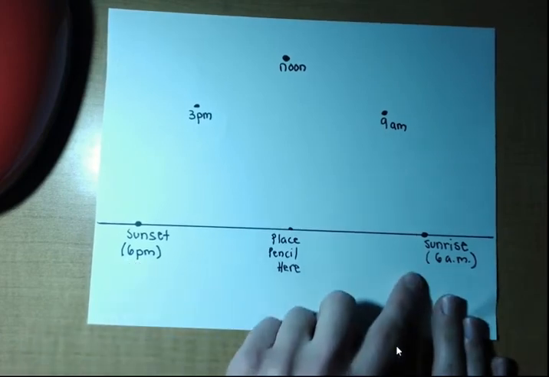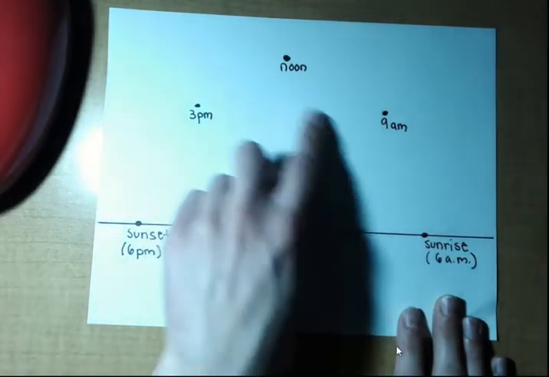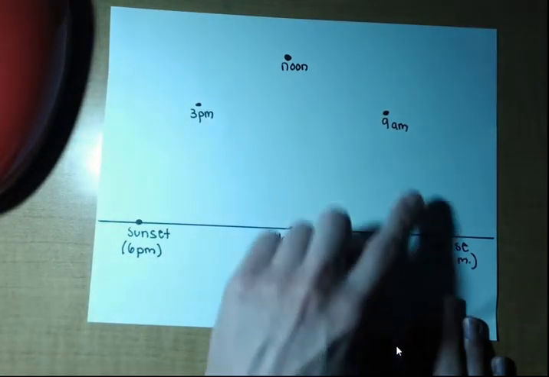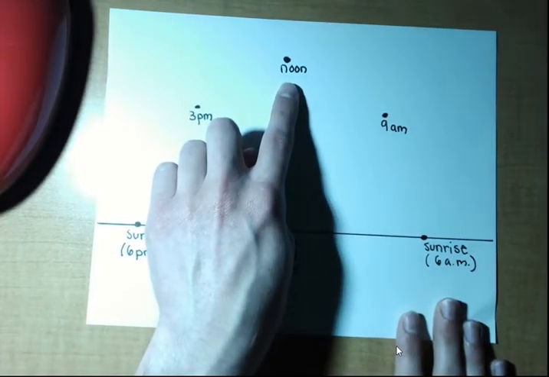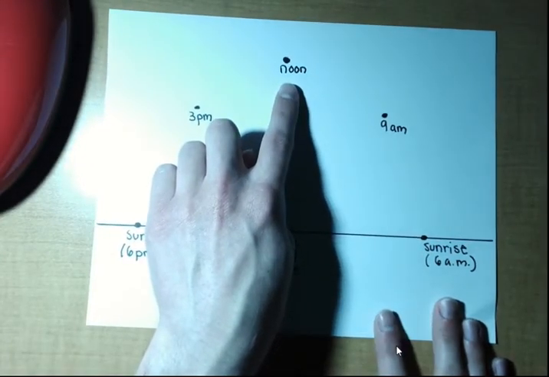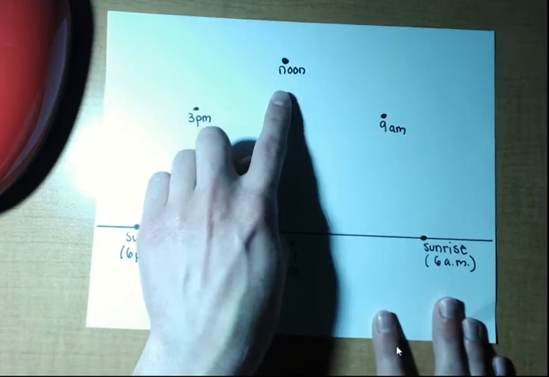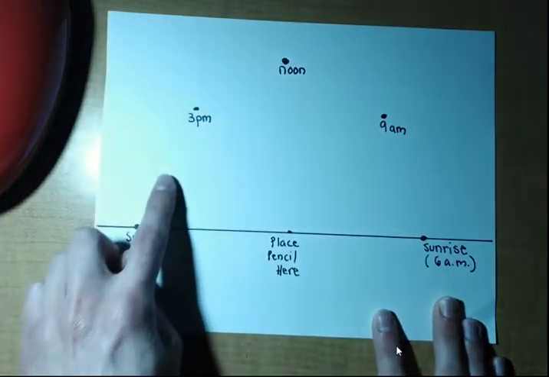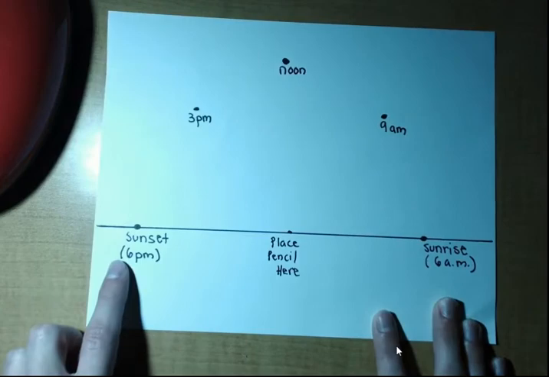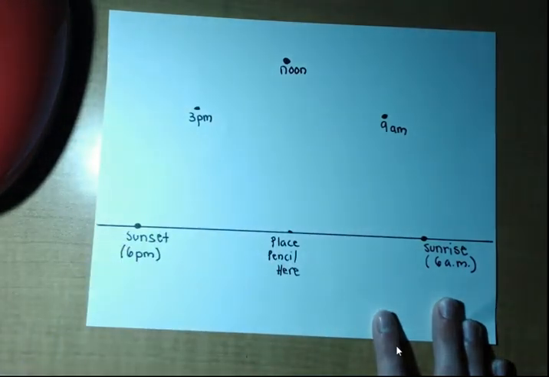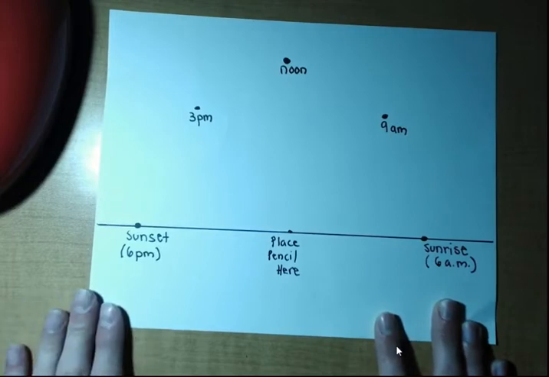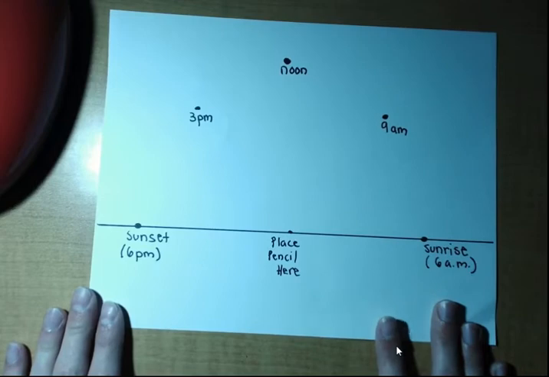As we go throughout our day, the sun appears to be getting higher and higher in the sky. If we start at 6 a.m., it gets higher and higher until it's at its highest point at noon. And then after midday, the sun seems to be getting lower in the sky until it disappears from our point of view and it becomes nighttime.